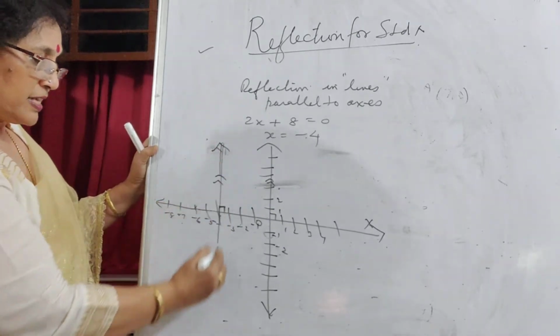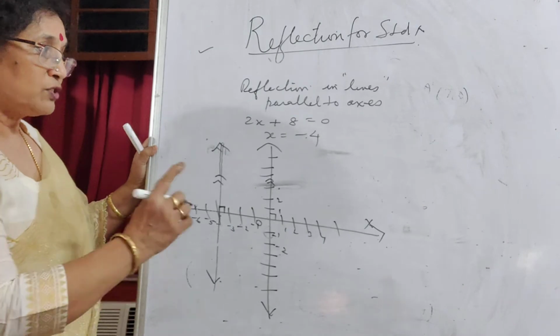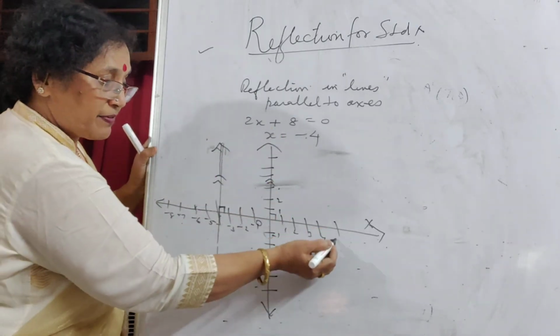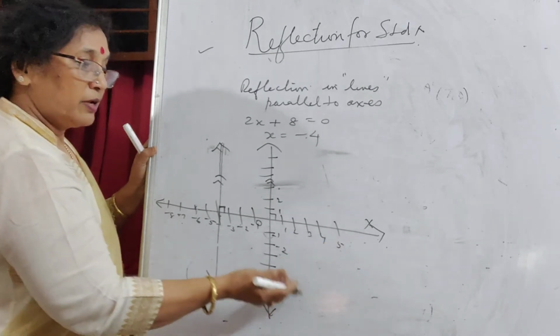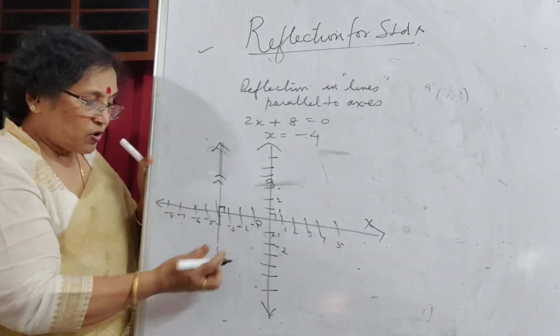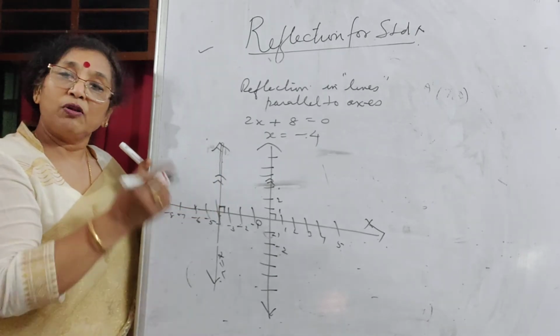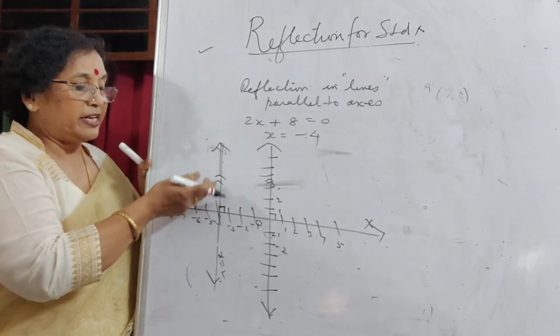So here, this is x equals 4. You understood, x equals 2 here, x equals 5 here. What is the meaning? Why is it called x equals 2? All the points on this line will always have x equal to 2, and y will be any number.